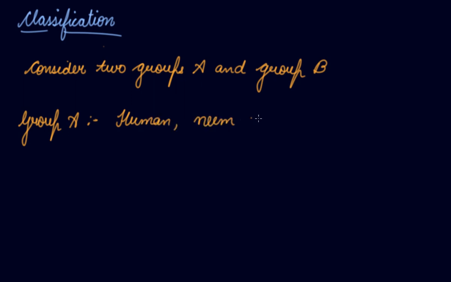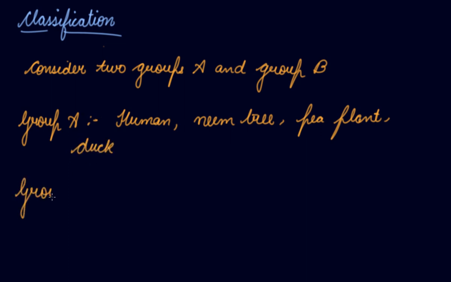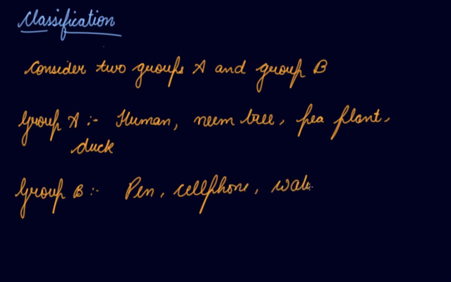In group A, we have taken things like, let's say, human, neem tree, pea plant, duck. In group B, we have taken things like pen, cell phone, watch, book, table.